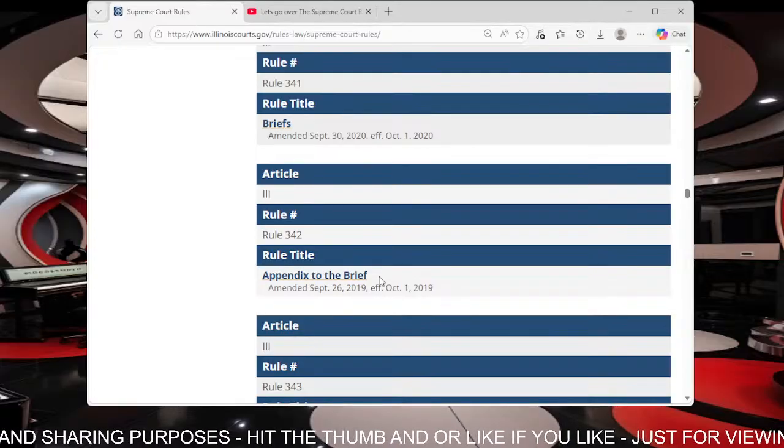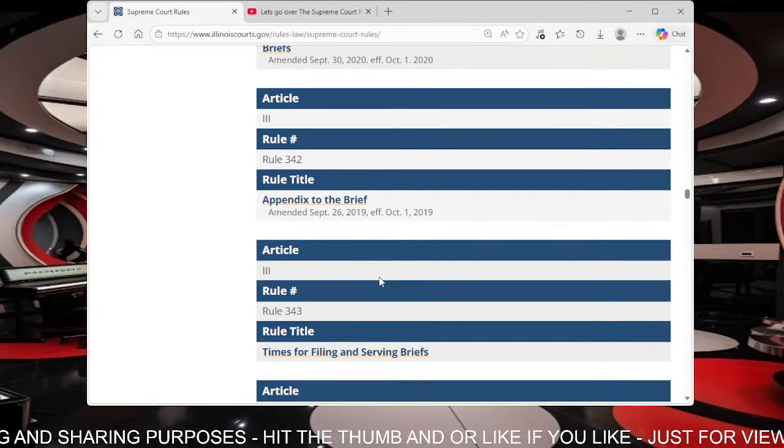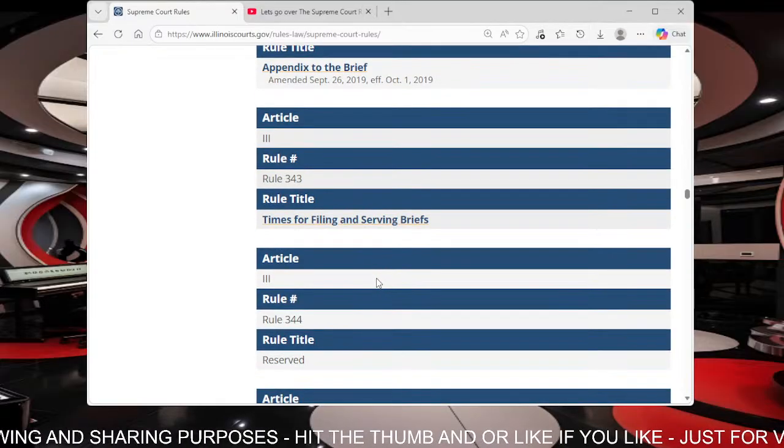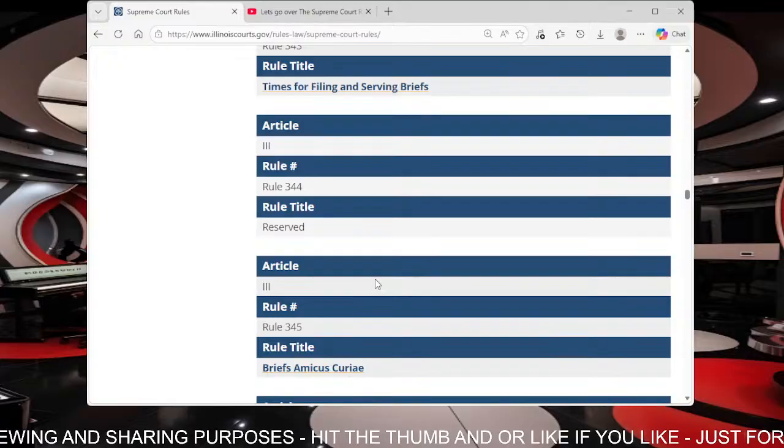Rule 341, briefs. 342 is the appendix to the brief. 343 is the time for filing and serving the brief.